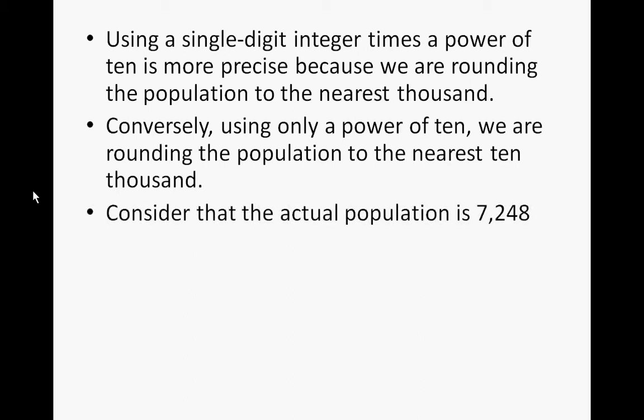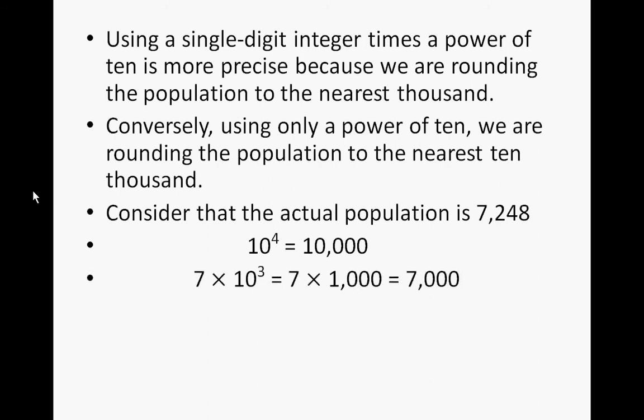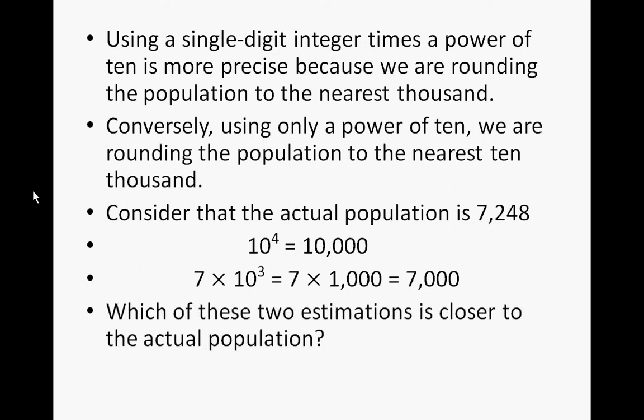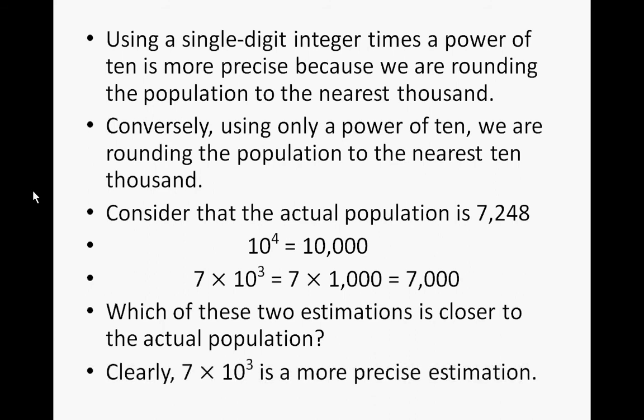So consider that the actual population is 7,248 and 10 to the 4th power is 10,000. Then to write this, rounding it to the nearest thousand, it would be 7 times 10 to the 3rd power, which is 7 times 1,000, which is 7,000. So which of these two estimations is closer to the actual population? Well, clearly the 7 times 10 to the 3rd power is the more precise estimation.